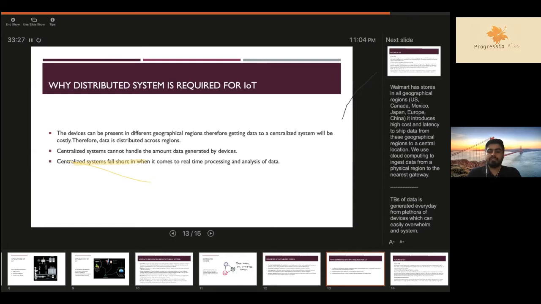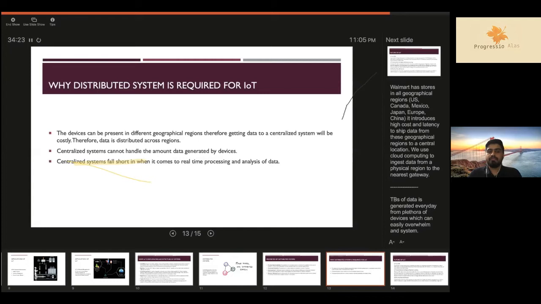Now imagine a scenario where you have to get data from China to the US, because we go with a centralized system instead of a distributed system. Imagine a very huge server somewhere in the US, and the data needs to come from Canada, Mexico, Japan, Europe, China, everywhere. That increases the cost because the data has to come through multiple hops, multiple data carriers, and multiple regions to finally end up on one particular server. So that introduces cost as well as latency to ship the data from different geographical regions to a central region.